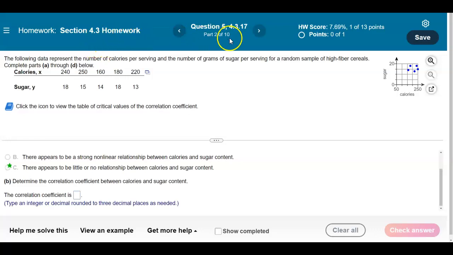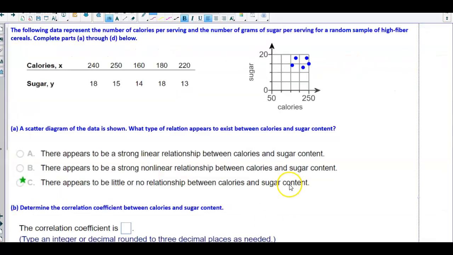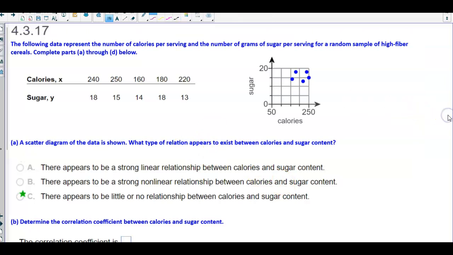Section 4.3 Homework, Point 17. The following data represent the number of calories per serving and the number of grams of sugar per serving for a random sample of high-fiber cereals. So here's my question here. The first question says, the scatter diagram of the data is shown over here on the right. What type of relation appears to exist between calories and the sugar content?